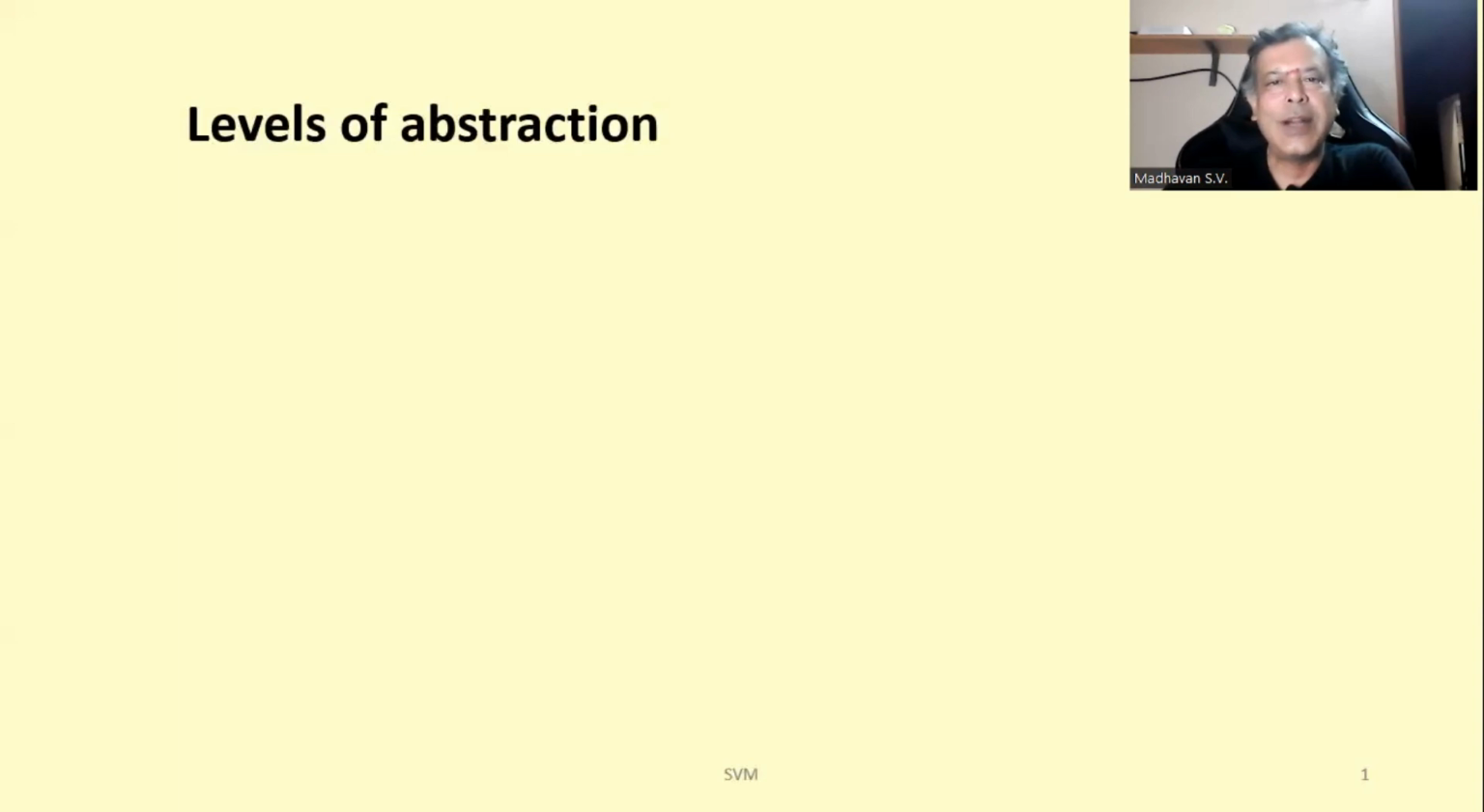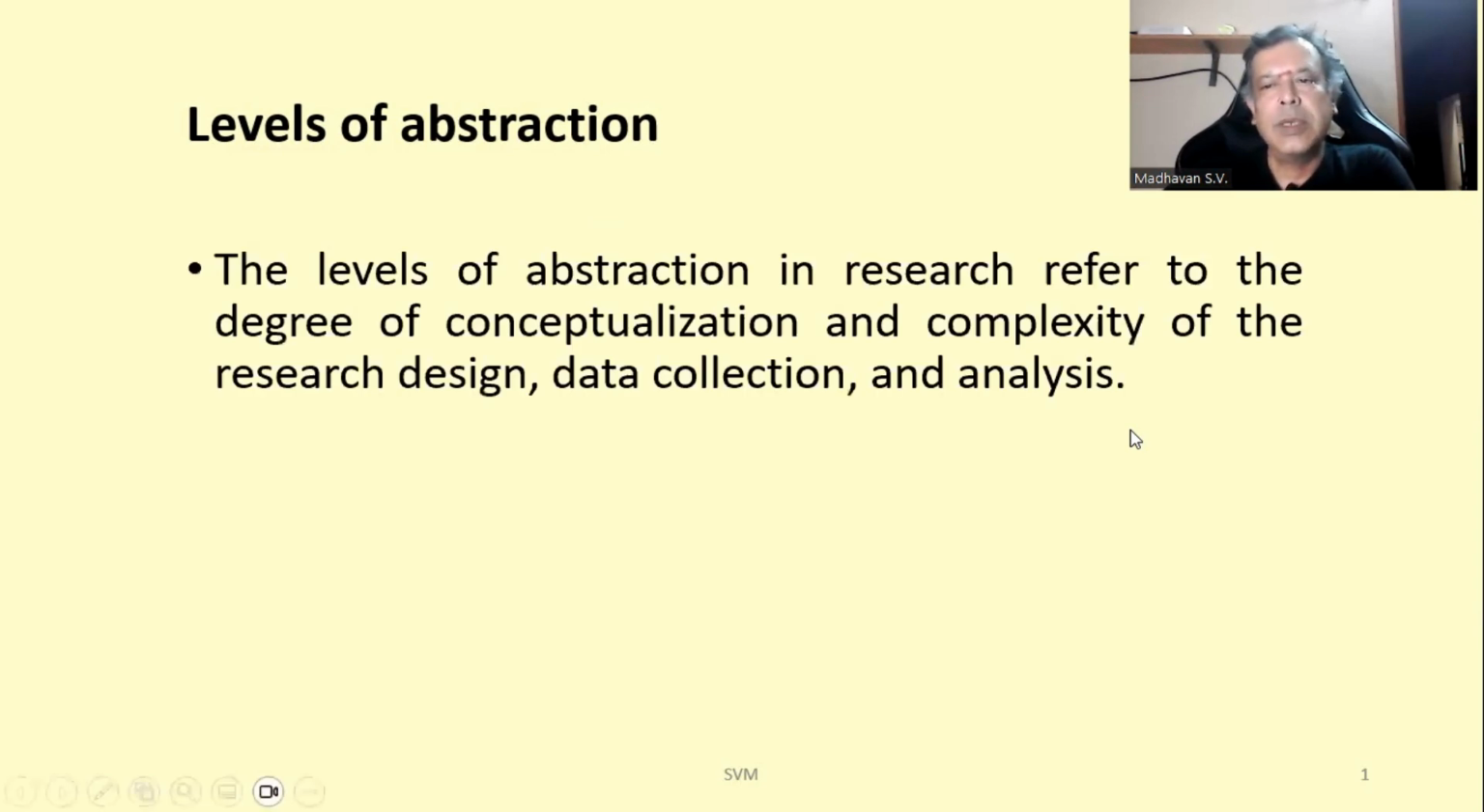The topic which we are going to understand in research is levels of abstraction. It is about moving from a theoretical framework, finally reaching an application level. What are the different levels that you call levels of abstraction?